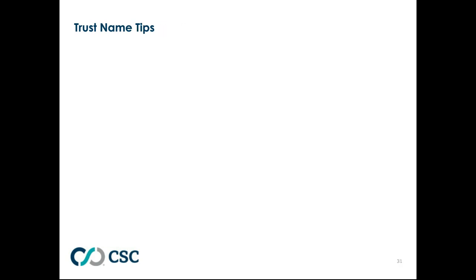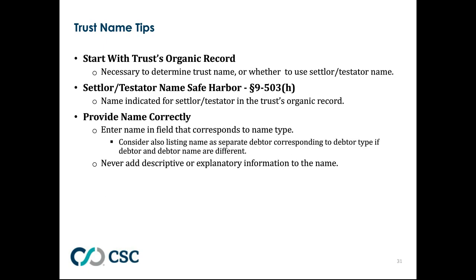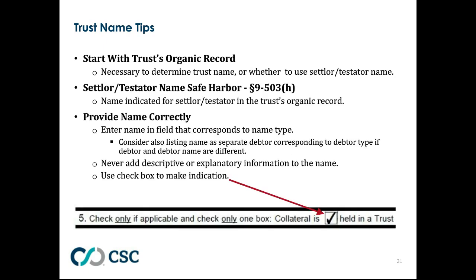So as a result of this situation, there are some important things to understand about providing the debtor name on trust-related financing statements. The first thing is to remember that the financing statement uses a name to represent the debtor rather than the actual name of the debtor itself. If the debtor is a trustee, the name is either the name of the trust or the name of the settlor or testator. And it's always important to start with the trust's organic record, because without being able to view the trust's organic record, the filer is not going to know what name is required.